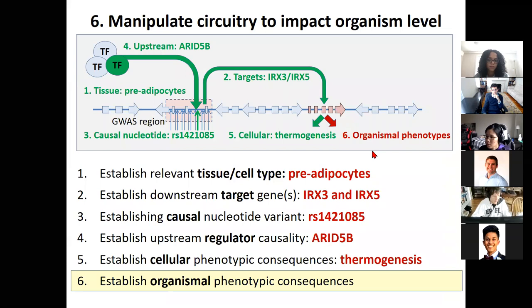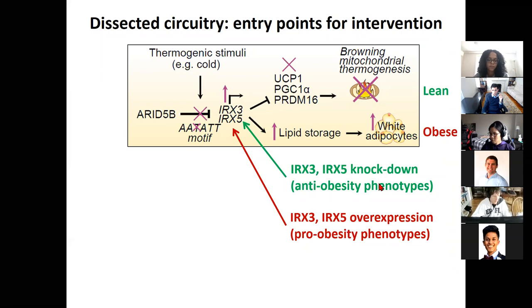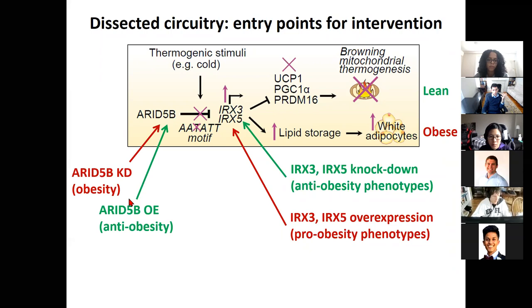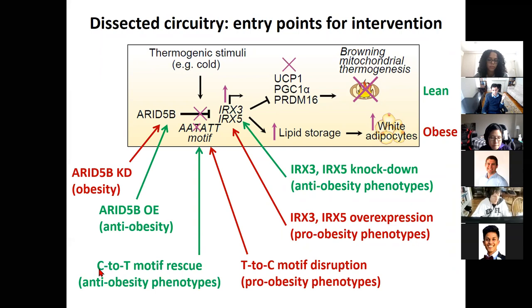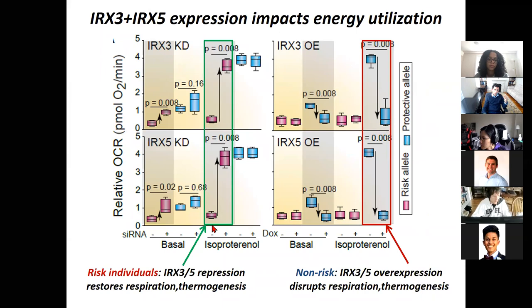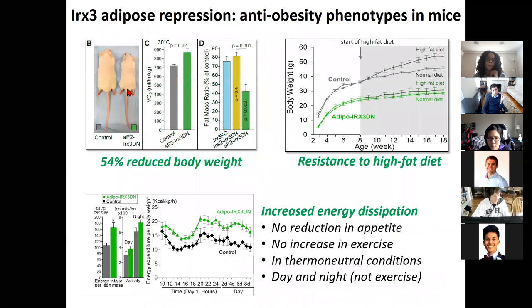And indeed, we went in and tested this by carrying out specific interventions of knocking down IRX3 and IRX5, overexpressing IRX3 and IRX5, knocking down IRX5B and overexpressing it, and also using CRISPR-Cas9 genome editing on the specific single nucleotide out of the 3.2 billion nucleotides in the genome. And we found that in every single one of those cases, we could switch between lean and obese phenotypes like a switch. By knocking down or overexpressing the IRX3 or the IRX5 gene, we could switch between lean and obese phenotypes dramatically. By changing the expression of IRX3 in mice, we saw that the mice were losing 50% of their body weight and they were becoming unable to gain weight on a high-fat diet.